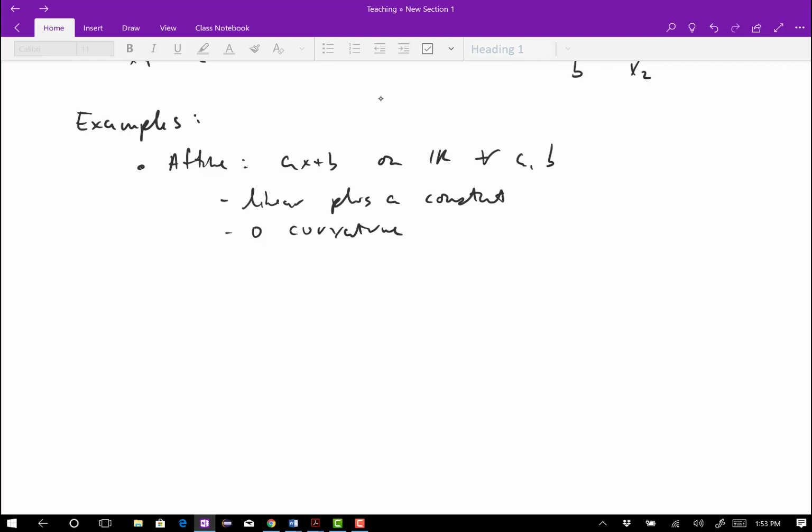And notice that for an affine function, f of theta x plus 1 minus theta y is actually equal to theta f of x plus 1 minus theta f of y. So this is not a strictly convex function, but it's convex, and it's also concave. The affine functions are the boundary of the set of convex functions.